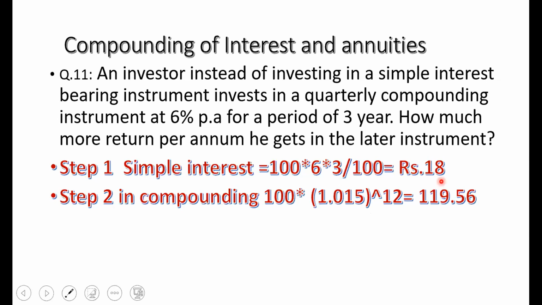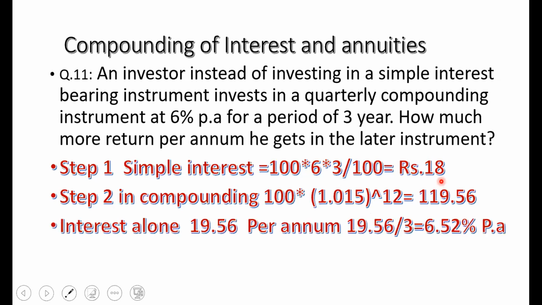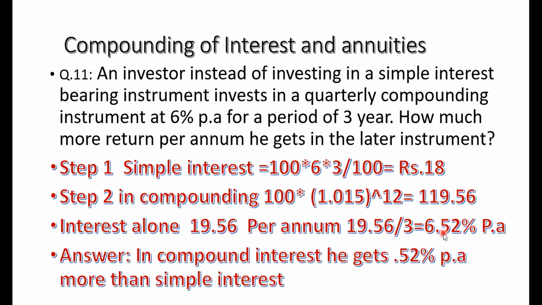Now, the interest is 19.56. Here 19.56 for the entire 3 years, 100 you minus it. Interest alone is 19.56 for 3 years. Per year, you divide, 6.52. But simple interest means 6%. So how much more is he getting? 0.52 more. That's the answer. So by compounding interest, if you invest for 3 years, you are getting 0.52% more than simple interest.